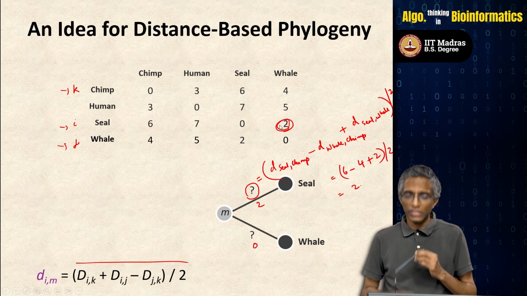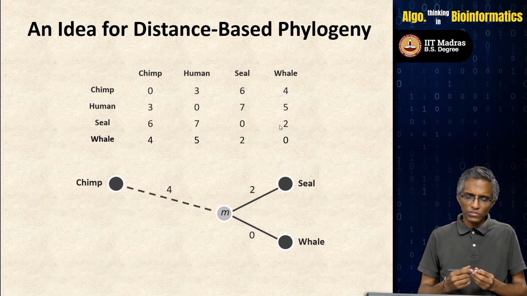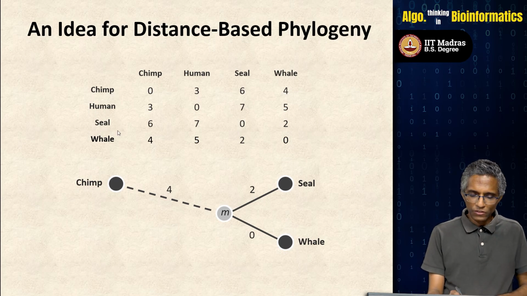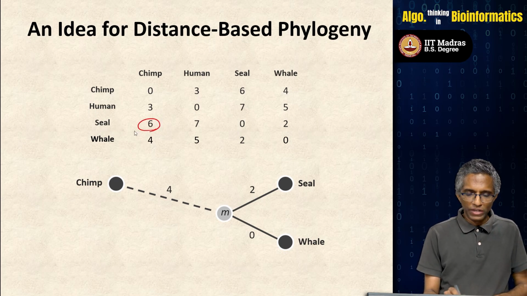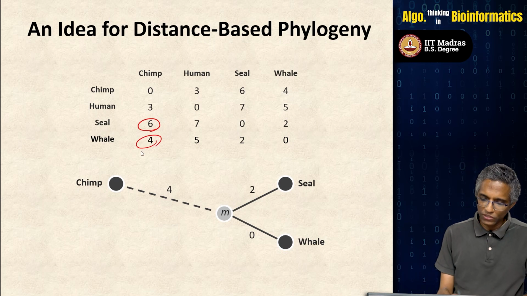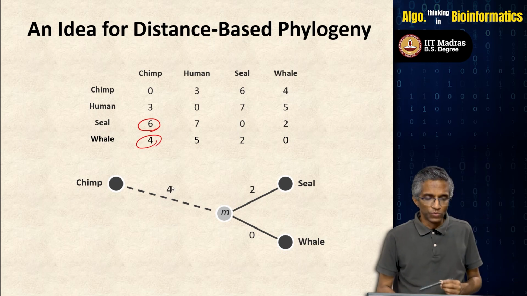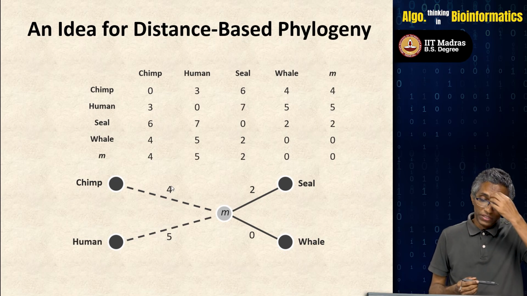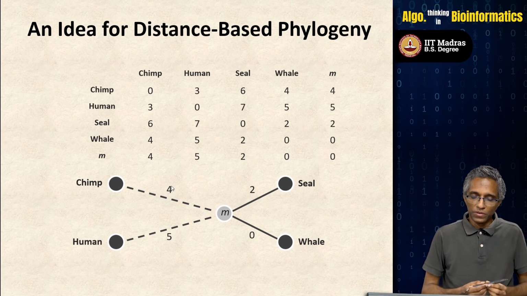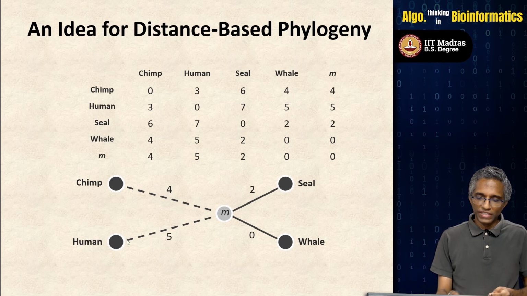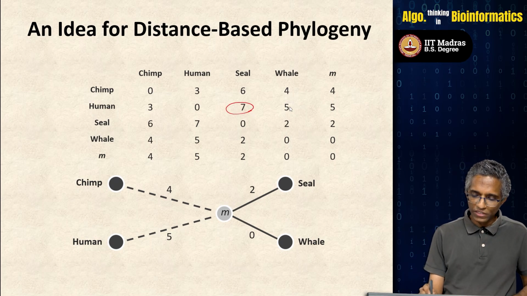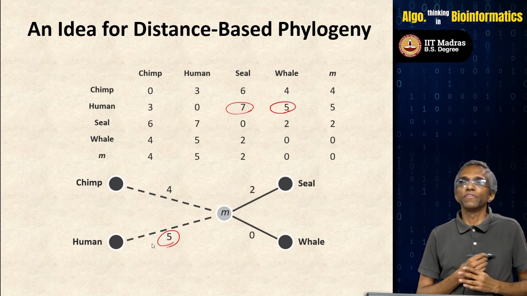Okay. I hope that part is clear, and this also gives you the distance from M to chimp, which is 4, because we know that seal to chimp is 6 and whale to chimp is also going to be 4. So, that is also consistent with this distance. Okay. Now, you can do a similar thing. So, you can also say if I use humans, then what is M to humans, and I can use the same thing and say that human to seal is 7, human to whale is 5. So, this has got to be 5. Okay.